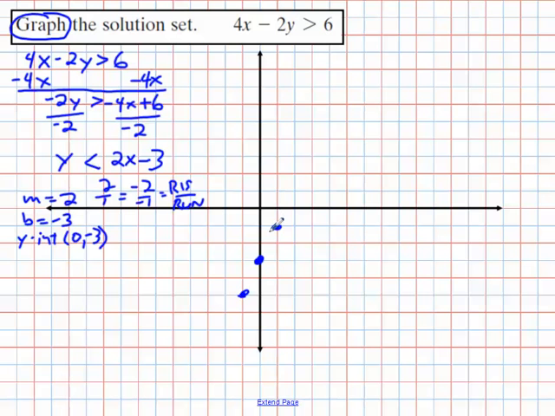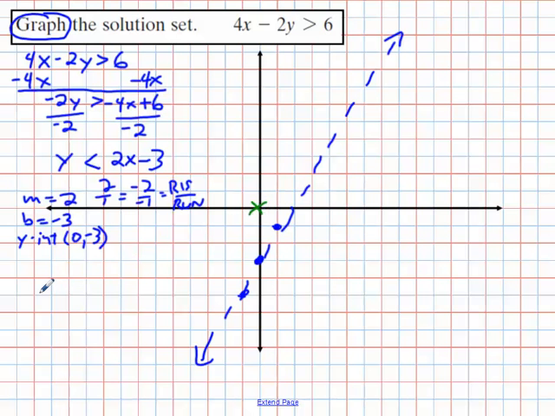But now I have to determine: do I make a solid line? Do I make a dashed line? This does not include an equal sign, so we have to use a dashed line. So we go like this, or something like that. With a straight edge, it would be a lot easier. So there is my dashed line, because that's now my dividing line. So now we use a test point to say which side to shade.